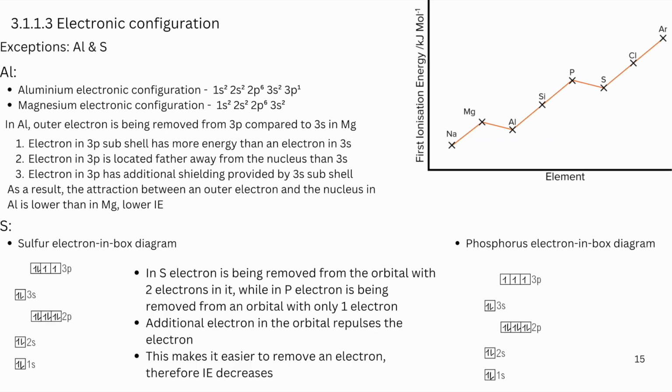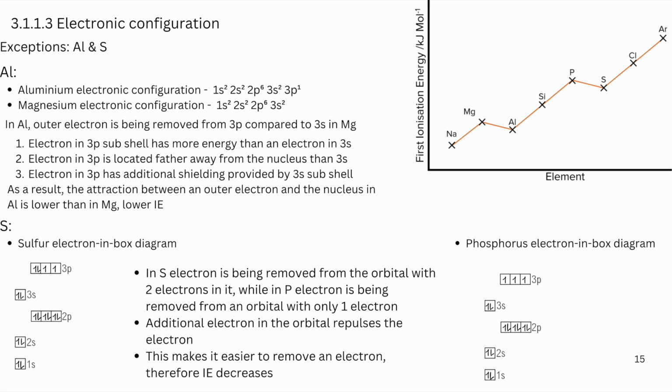However, there are two exceptions. If you have a look at the graph, the general trend is that the ionization energy increases across the period. But it does not seem to happen for aluminium and sulfur, whose ionization energies decrease compared to the element before them. In order to understand why it happens, you need to understand their electronic configurations.